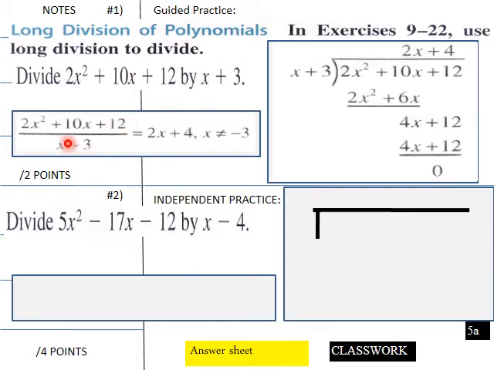And then so 2x squared plus 10x plus 12 divided by x plus 3 would equal 2x plus 4. X cannot equal negative 3 in this situation for this to work.